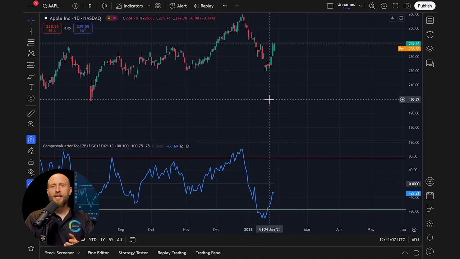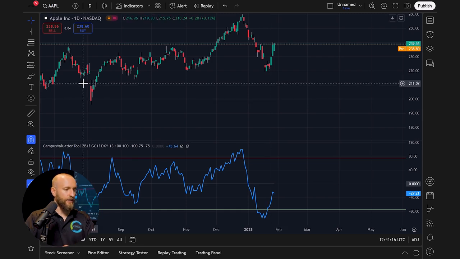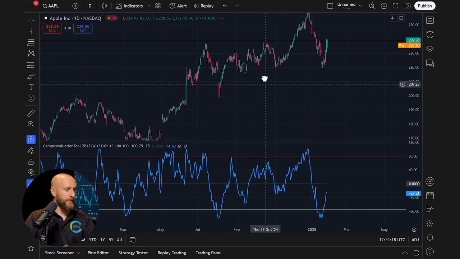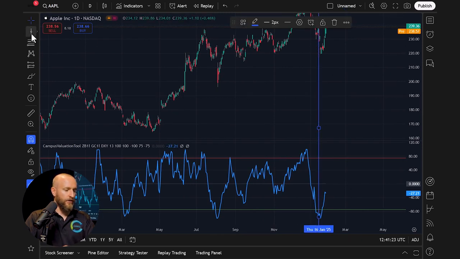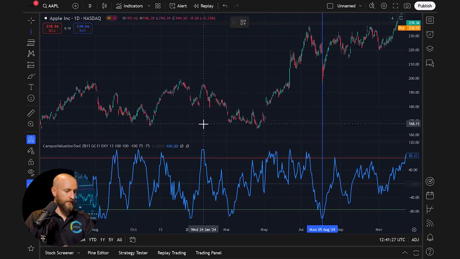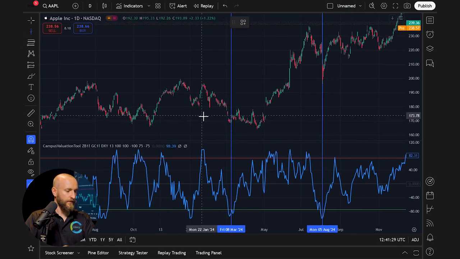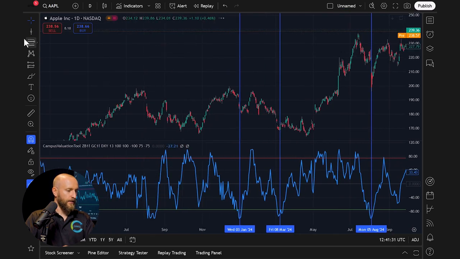Now let's again do a little bit of backtesting. Let's this time have a look at what happened whenever the indicator showed us an undervalued reading. So I'm going to zoom out a little bit. I'm going to take the vertical line and just place it here to undervalued extremes. For example, here, here, and we can do one more here.